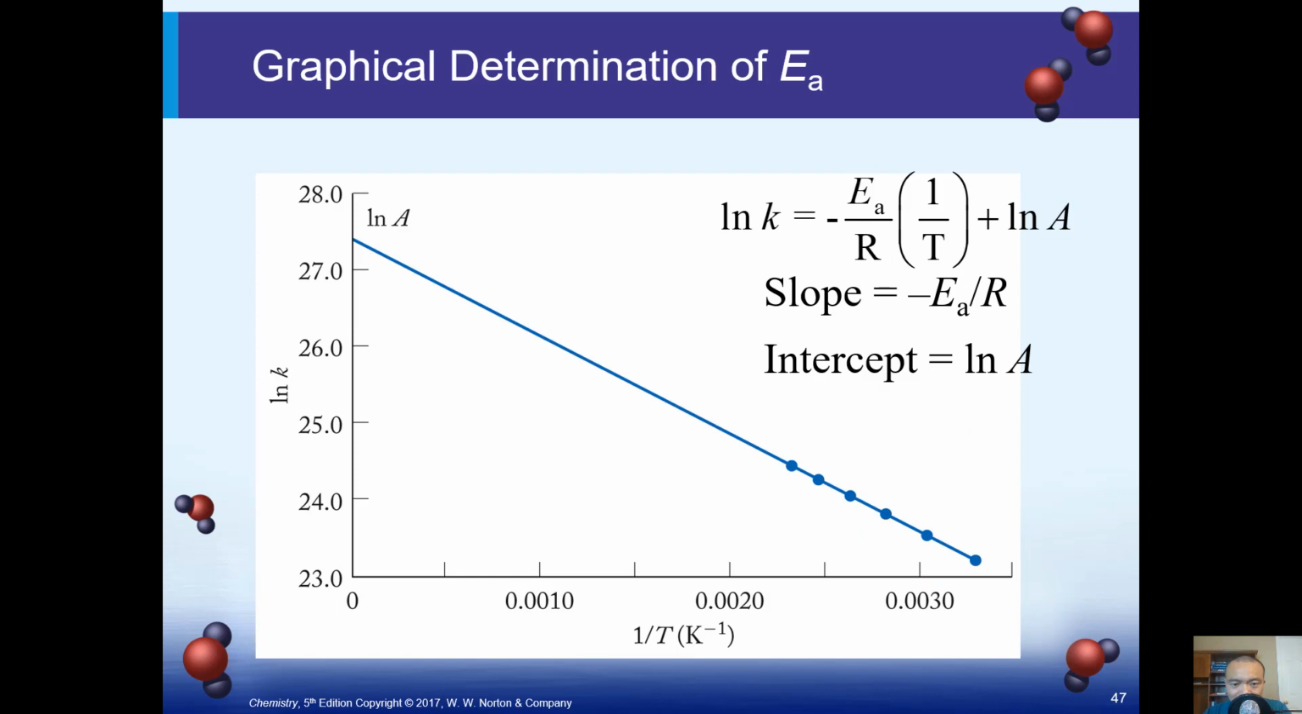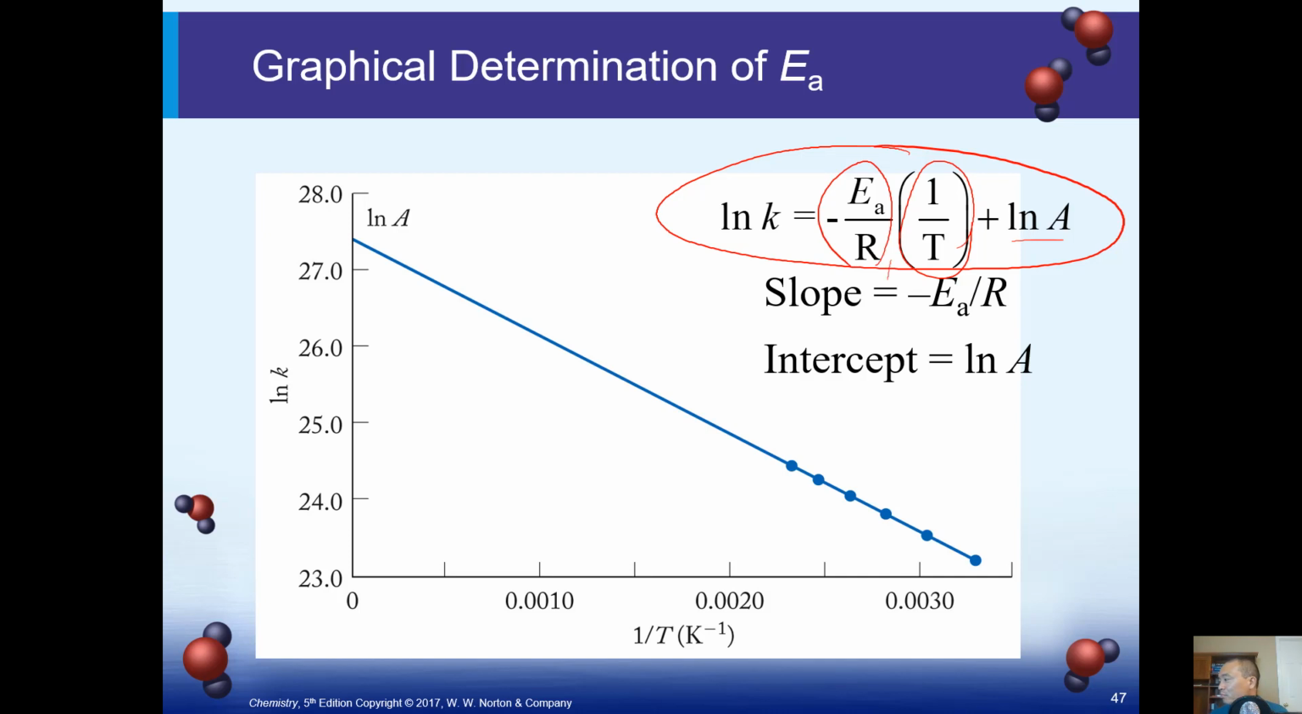Another useful application of the Arrhenius equation is that it allows us to determine the activation energy of the reaction. Consider again the log form, or so-called linear form, of the Arrhenius equation: natural log of k equals the slope times inverse of T plus natural log of A.